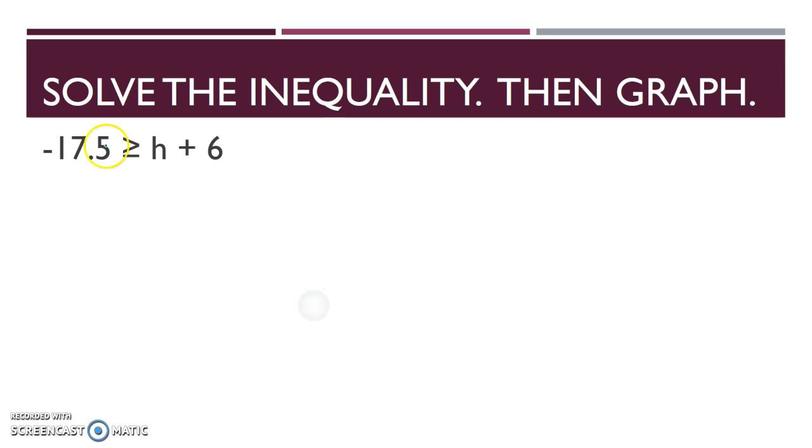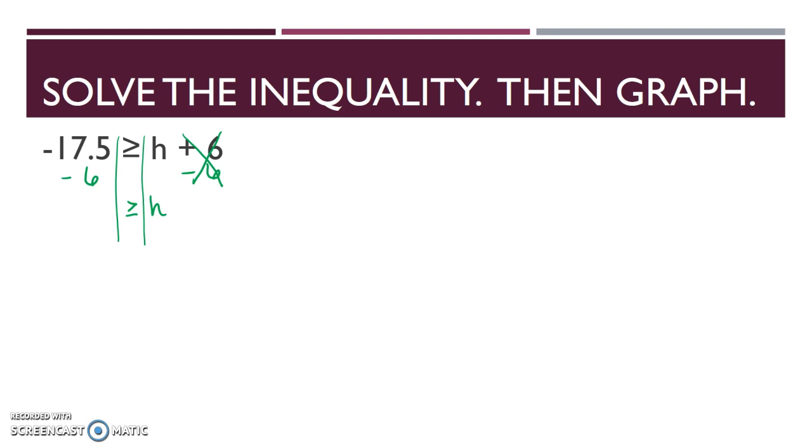So we're going to first draw our railroad tracks so I can separate my left and my right side of my inequality here. And then I need to look to try and get my variable all by itself. So here I'm trying to get h all alone. So since I'm adding 6 to it, I'm actually going to subtract. I'm going to use the inverse operation. So that allows me to get rid of those 6's. I'm left with just my h. And then I need to take negative 17.5 and subtract 6 from that.